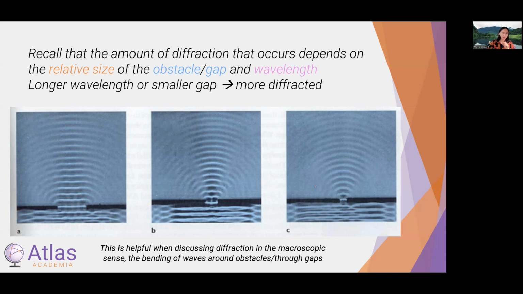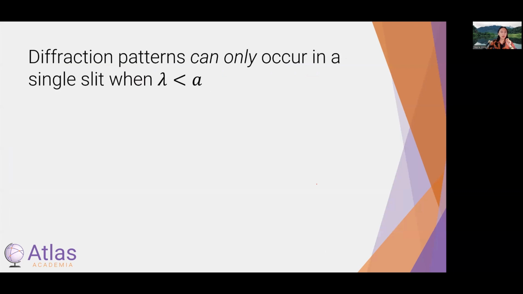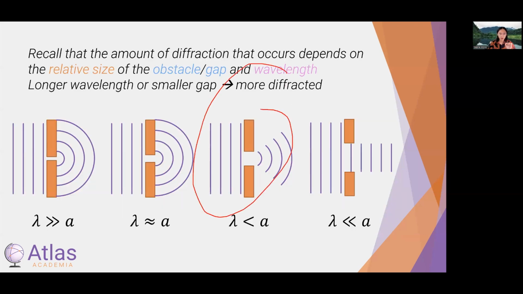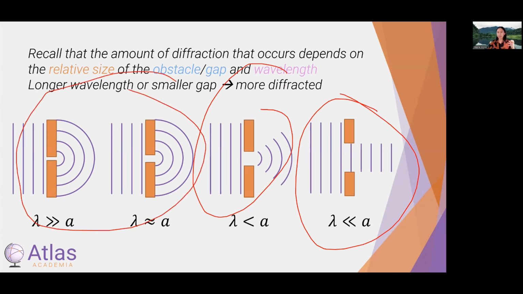It turns out, for a single slit, we can only see a diffraction pattern when your wavelength is smaller than your slit size, which is actually this scenario here, and then in some ways that scenario as well. Critically, these ones where we think of it typically as having lots of diffraction, these ones can't actually have any diffraction patterns going on.